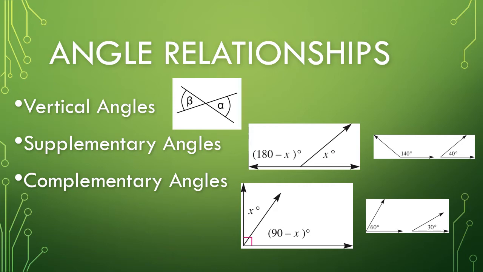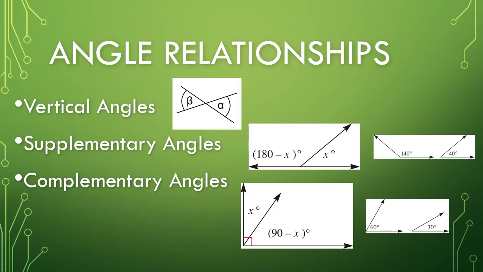Angle relationships. The first big thing that you have to understand is the concept of vertical angles. If you look at this diagram, we have angle alpha and angle beta. Those are vertical angles because they're across from one another. There is another set that is not shown within this image, but basically when they're opposite to one another, there's a theorem out there that states that vertical angles are congruent.